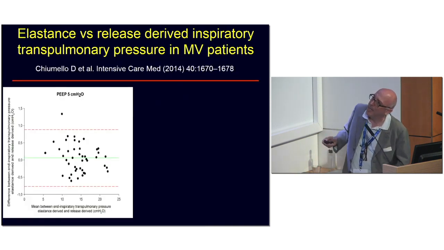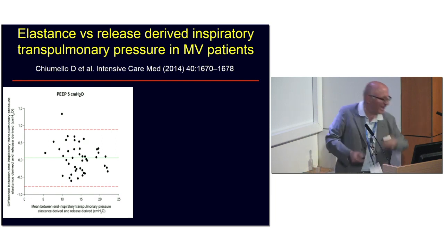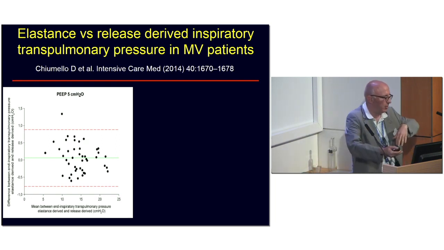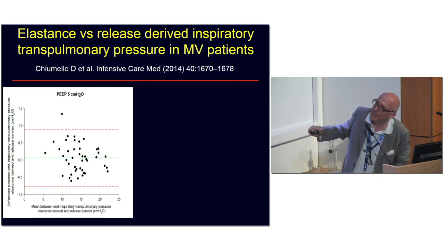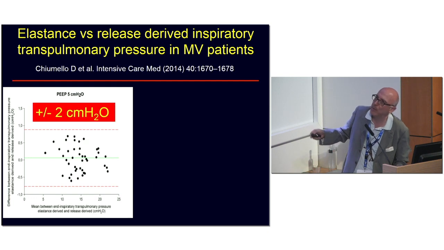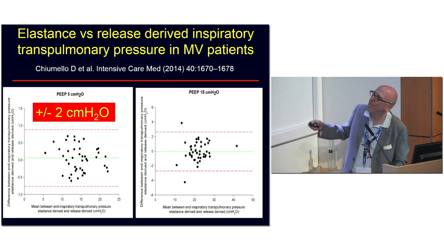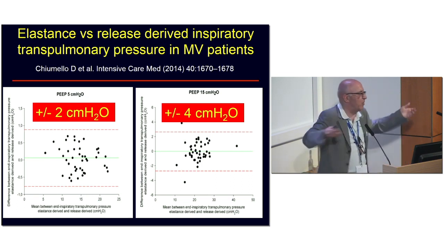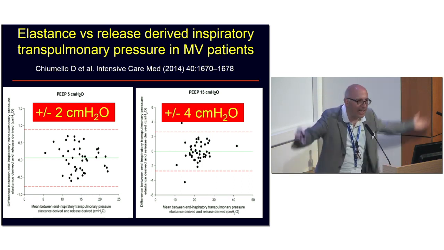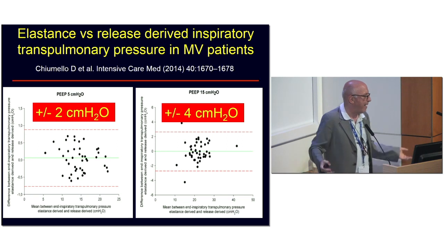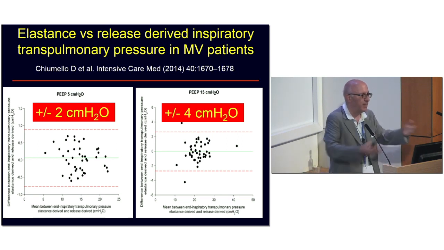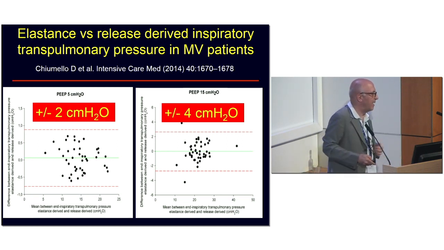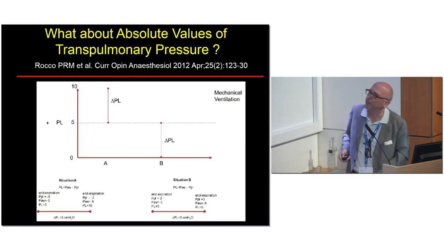And then Cumello here, they compare the elastance and the release method. And you see that the difference in terms of transpulmonary pressure is around plus minus 2 centimeters of water at low PEEP, and at PEEP 15 plus minus 4 centimeters of water. So the error you have with this measurement is higher than setting PEEP with whatever other measurement system, in my opinion.